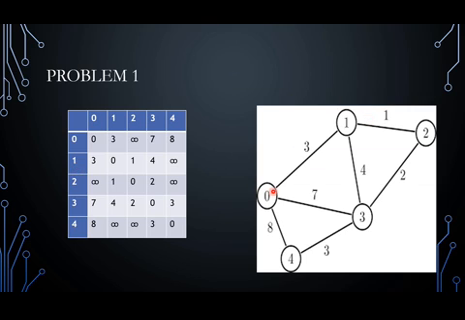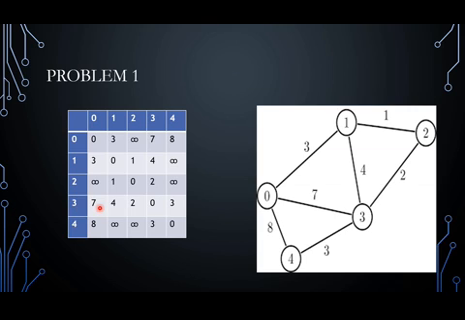Then coming to 1 as source. So 1 to 0, 3. 1 to 1, self loop, therefore 0. 1 to 2, distance is 1. 1 to 3, distance is 4. 1 to 4, there is no direct path, infinity. 2 to 0, no direct path, infinity. 2 to 1, 1. 2 to 2, self loop 0. 2 to 3, I have a connection, therefore 2. 2 to 4, no direct path, infinity.